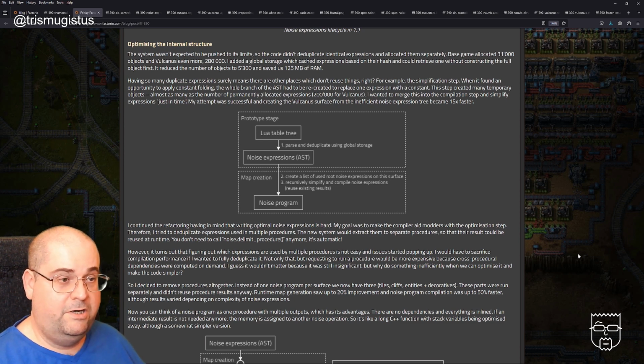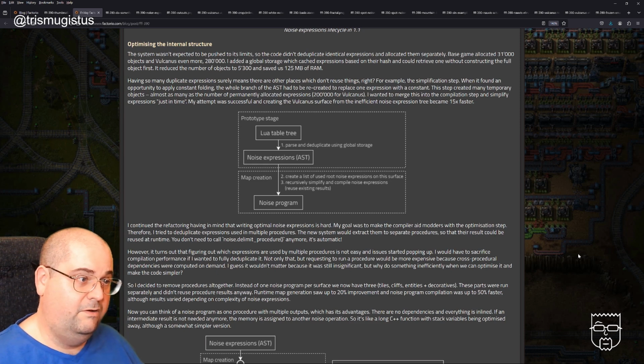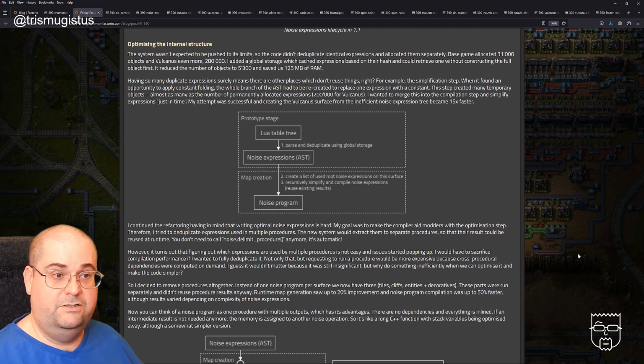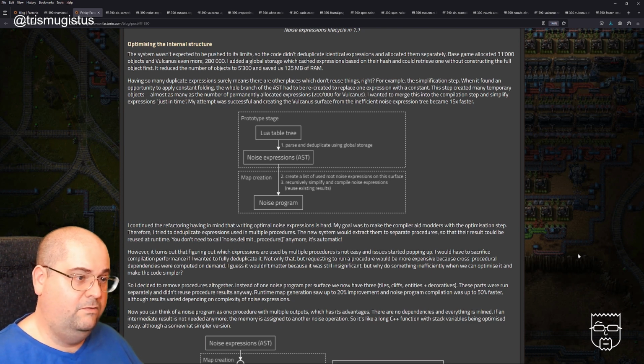Having so many duplicate expressions surely means there are other pieces which didn't reuse things, right? For example, the simplification step. When it found an opportunity to apply constant folding, the whole branch of the AST had to be recreated to replace one expression with a constant. This step created many temporary objects, almost as many as the number of permanently allocated expressions, 200,000 on Volcanus. I wanted to merge this into the compilation step and simplify expressions just in time. My attempt was successful, and creating the Volcanus surface from the inefficient noise expression tree became 15 times faster.